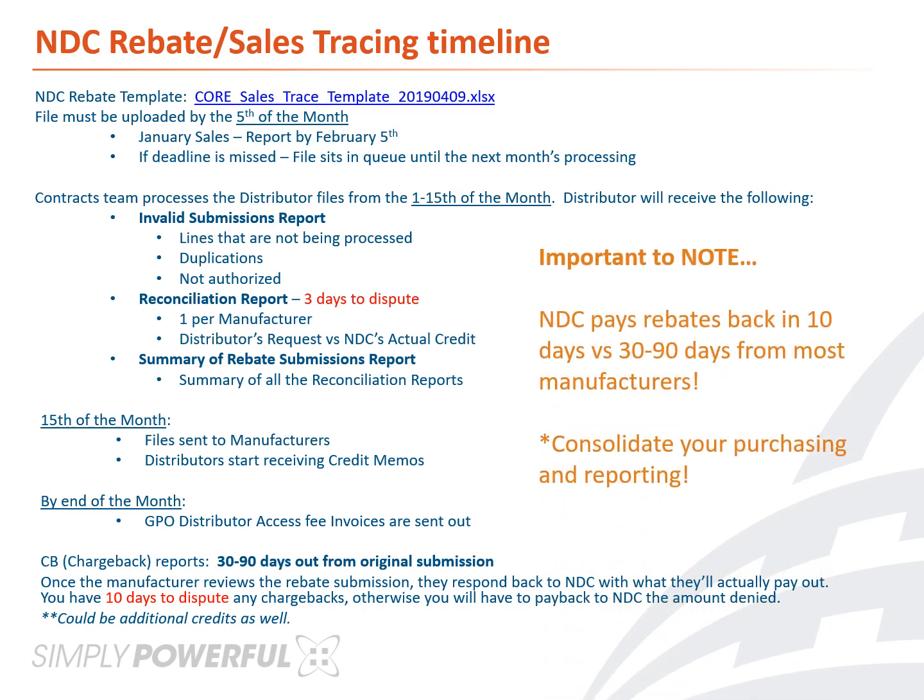Something to keep in mind. NDC pays back the rebates in 10 days versus 30 to 90 days from manufacturers. Since it's normal practice to rebate where you purchase the product, consider moving more lines to NDC for easier reporting.